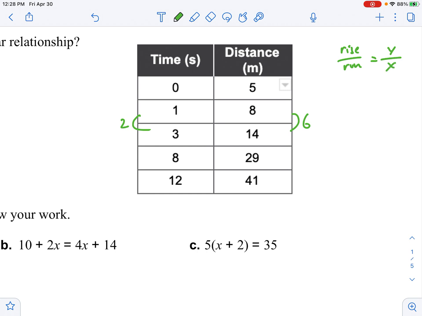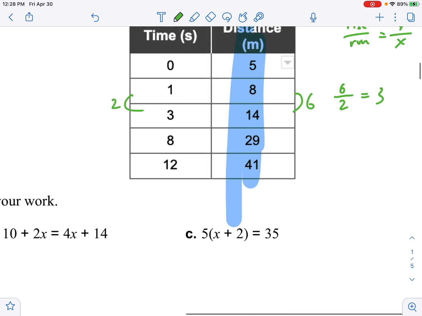So my change in y, which is this number, okay? Here's my x. My y is right here. So my change in y is 6 over my change in x, which is 2. 6 over 2 is 3. So that's the slope of that situation. But I have to compare it with another one because I have to see, is it consistent?